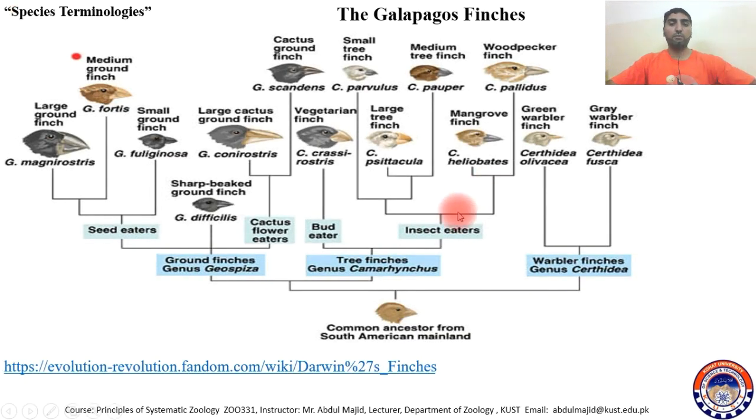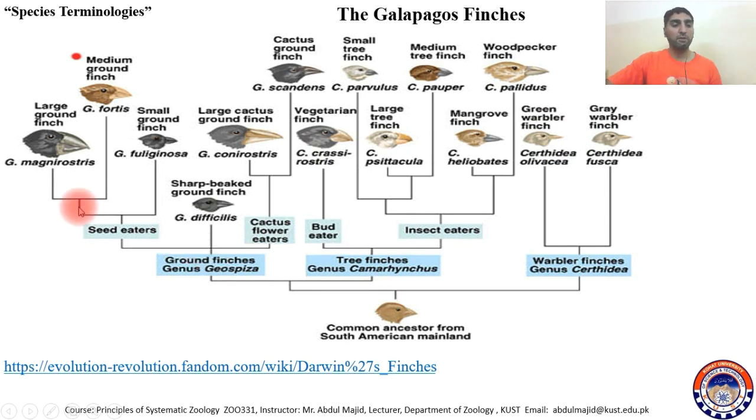Look at the example of the Galapagos finches, or in other words, Darwin's finches. All these birds had a common ancestor from the South American mainland. This was the ancestor finch with a normal beak. But because of their introduction into different environments, different types of finches arose from this common ancestor: ground finches, tree finches, warbler finches, and then again these warbler finches developed different structures, like beaks.